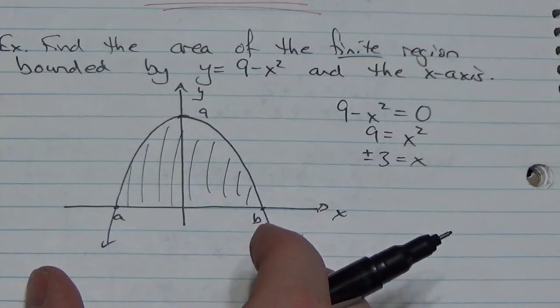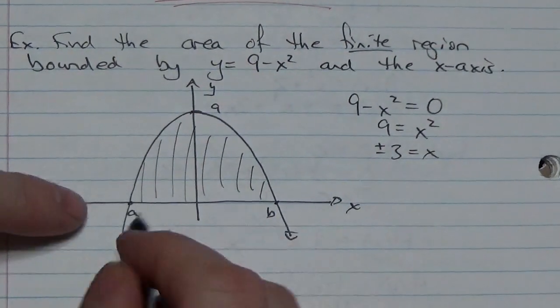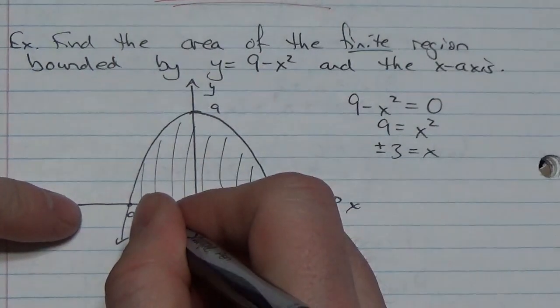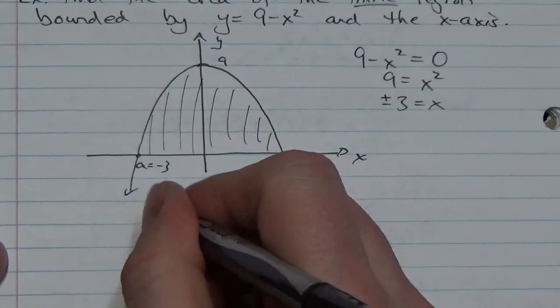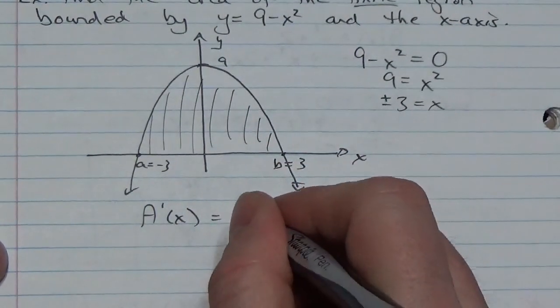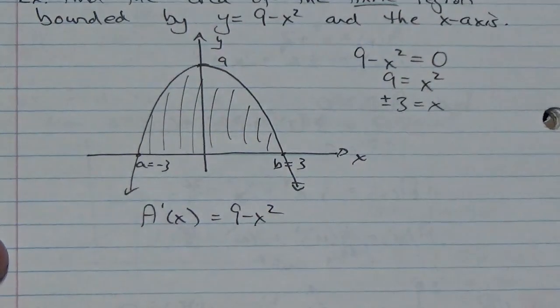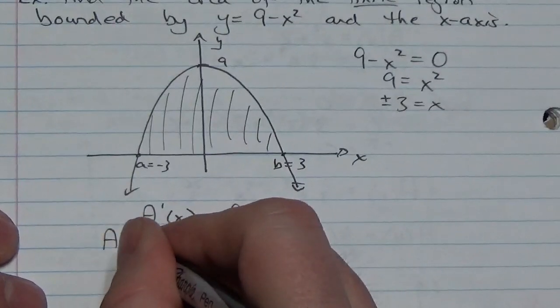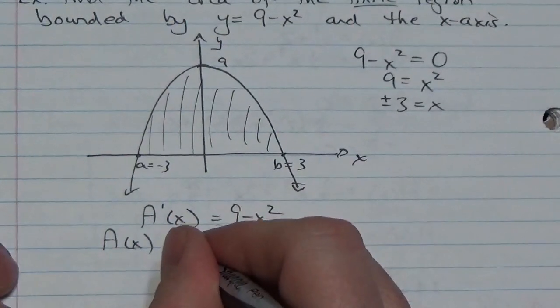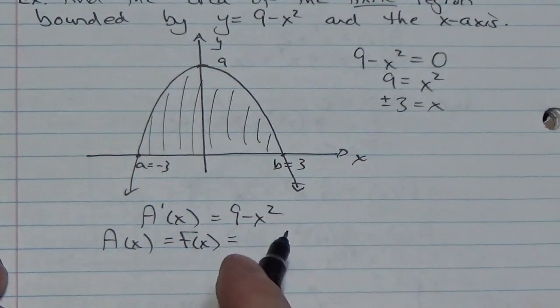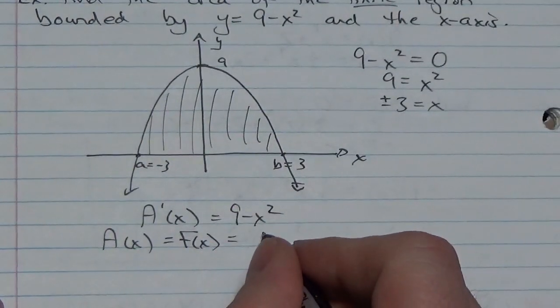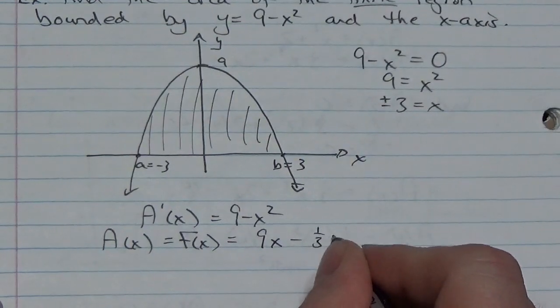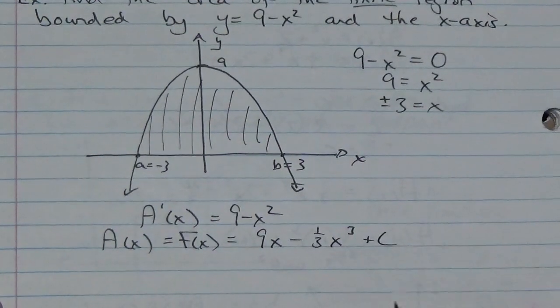So now the area underneath this is going to be the difference between the area function evaluated at two endpoints, which will be -3 and +3. I'll do this in steps. I know that the derivative of my area function is going to be 9 minus x squared. So if I take the antiderivative of that, I will get A of x. This is going to equal the antiderivative of my function, my little f becomes my capital F. We've seen that before. That's going to be 9x minus 1/3 x cubed plus the arbitrary constant c.